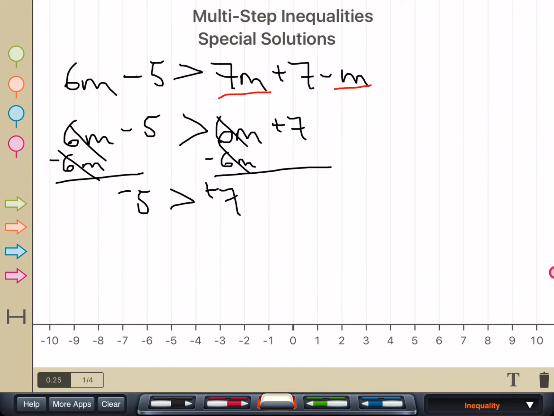The first one, where all real numbers will work as a solution to make the inequality true, and the other, where there is no solution at all.